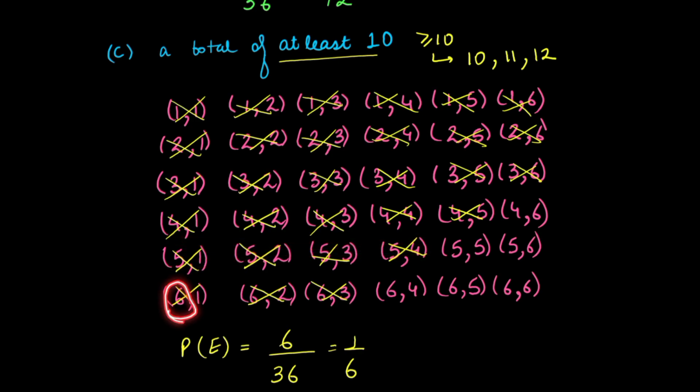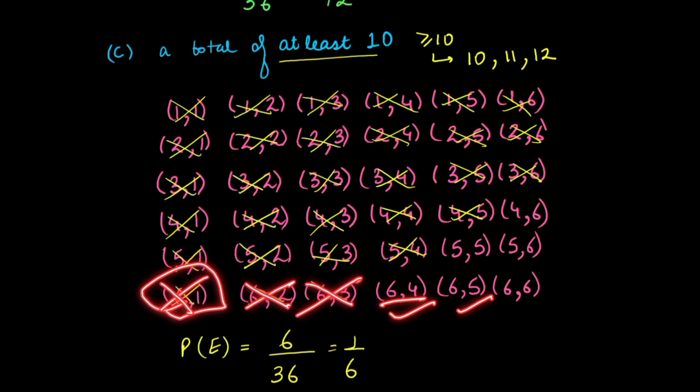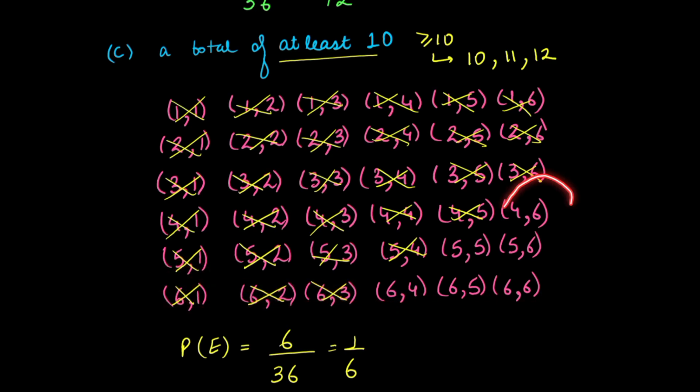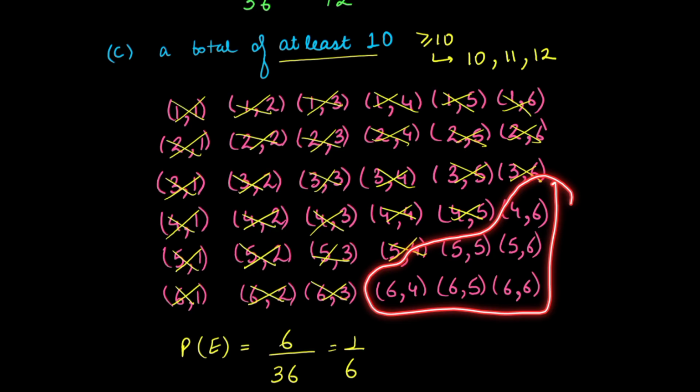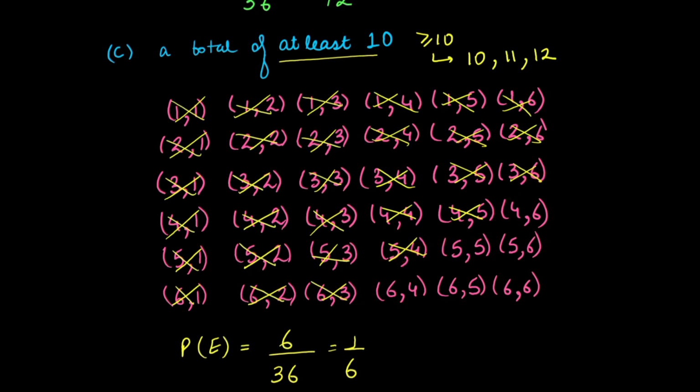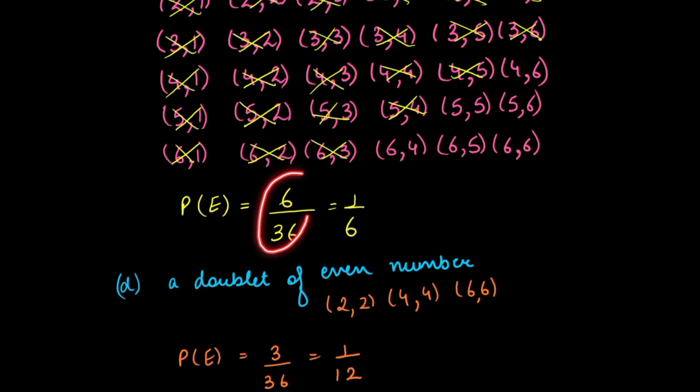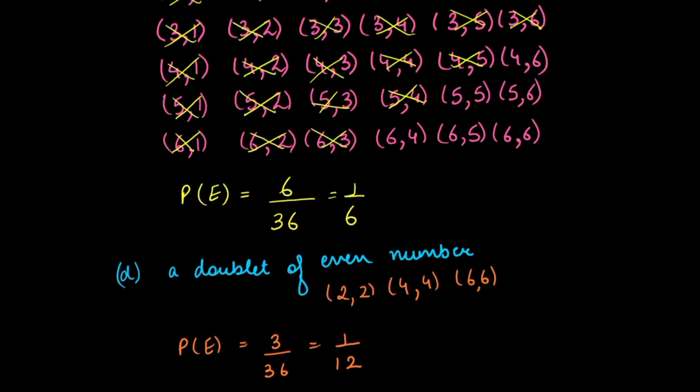Now if we have 6 on the first dice, we can see the sum is 7, not a favorable outcome. 8, not a favorable outcome. 9, not a favorable outcome. 10, yes. 11, yes. 12, yes. So these are the 6 pairs that are desirable, that can be counted as a favorable outcome. So the number of favorable outcomes are 6 and the total number of possible outcomes are 36. So the probability is 6 by 36, that is 1 by 6.